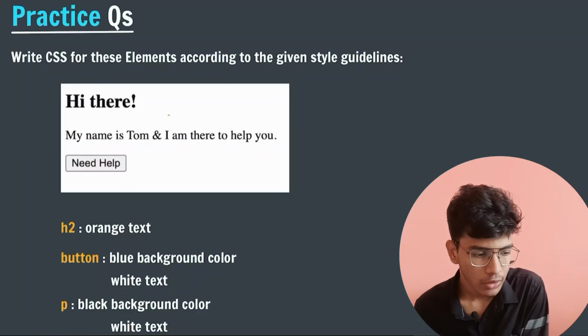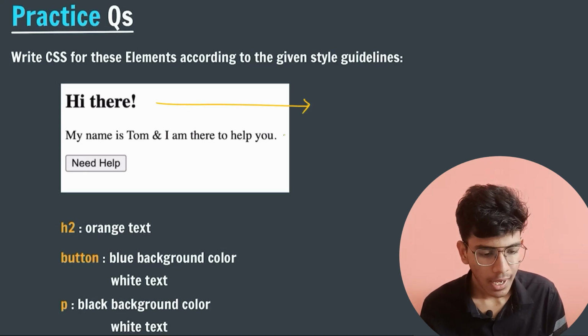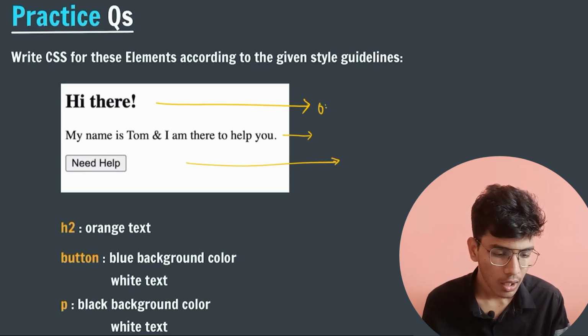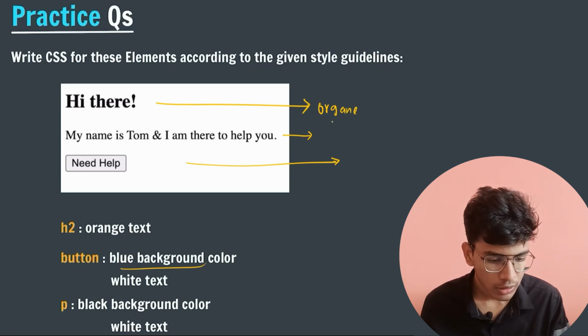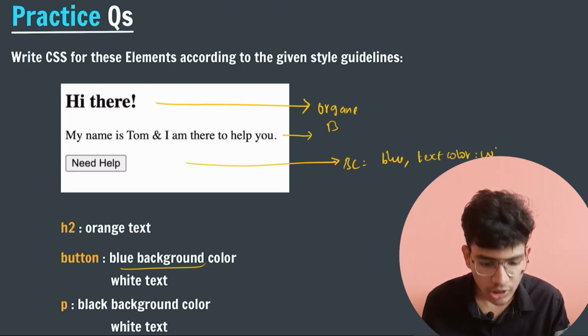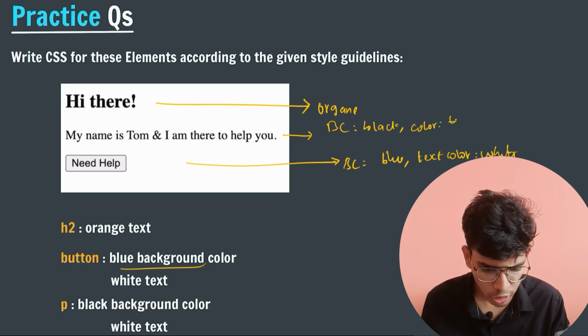In the question, what we need to do is that first of all I need to create an h2 tag, and after that a paragraph tag and a submit button. Now for this h2 tag, the text color will be orange, and the background of the button should be blue color, and the text color should be white, which is the foreground color. And for the paragraph tag, the background color should be black, and the foreground color of this text should be white.